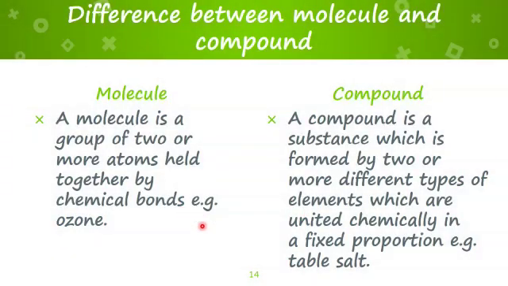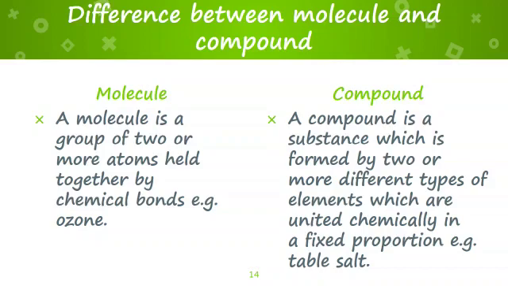Here are some differences you can see between the molecule and the compound. So let's start with molecule. A molecule is a group of two or more atoms held together by chemical bonds. So what is a molecule? It's a group of two or more atoms held together by chemical bonds. So here you can see chemical bonding is required to make them join together and to make a molecule.